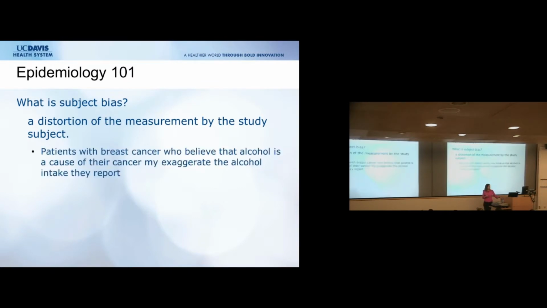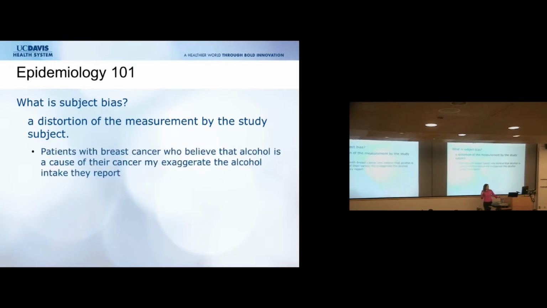So if the surgeons are the observers, the subjects are the patients. So what types of bias do the patients introduce into surgical decision making? Exactly, patients that show up as opposed to the patients who no-show. So it's a distortion of the measurement by the study subject, okay?